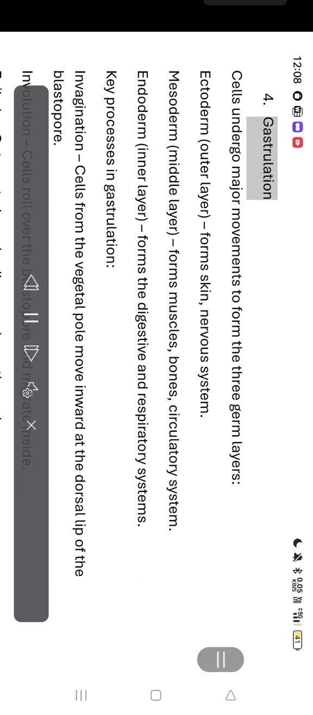Gastrulation. Cells undergo major movements to form the three germ layers. Ectoderm, outer layer, forms skin, nervous system. Mesoderm, middle layer, forms muscles, bones, circulatory system. Endoderm, inner layer, forms the digestive and respiratory systems. Key processes in gastrulation. The vegetal pole.